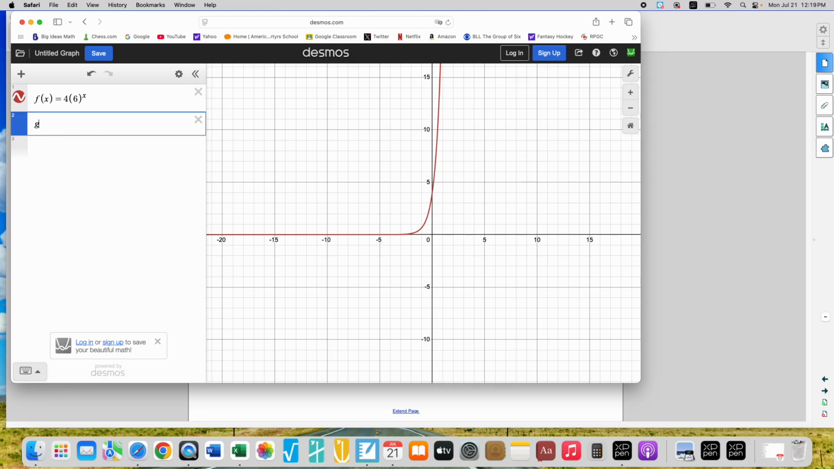Now let's take the manipulated one, and before we start doing multiple things, let's just do 4 times 6 to the x, and then let's see what negative 4 does.